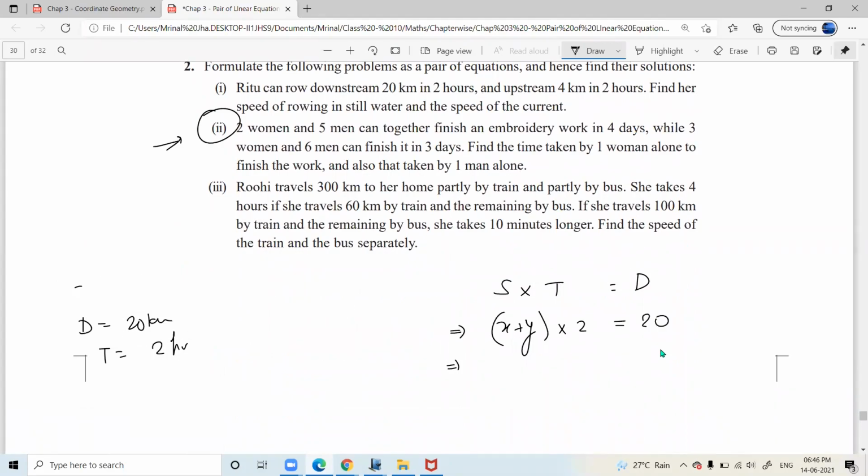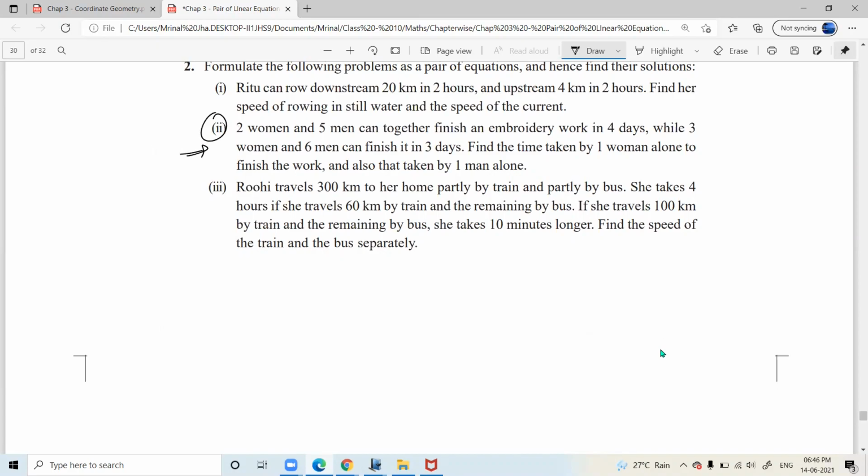We will be able to get a pair of linear equations in 2 variables and we'll be able to solve it. So let's see how we do that, okay? I want all of you to read this question. All of you read it. Second one, second question, second part.